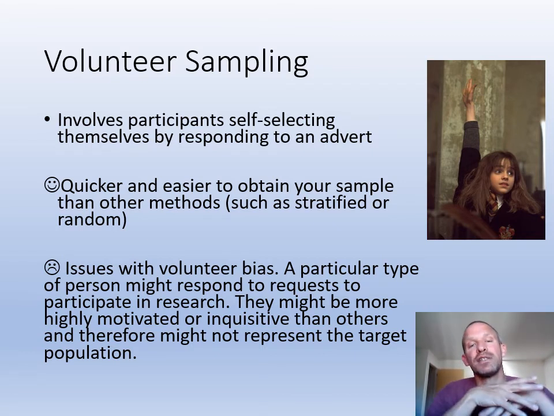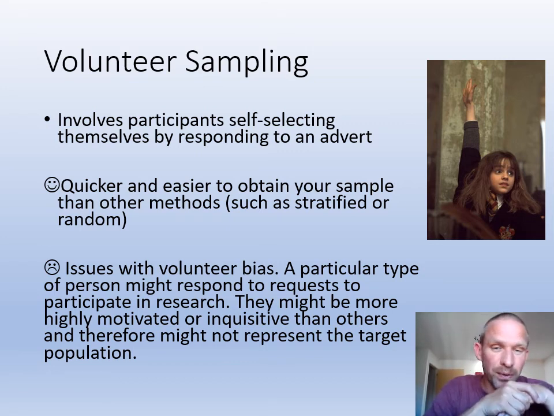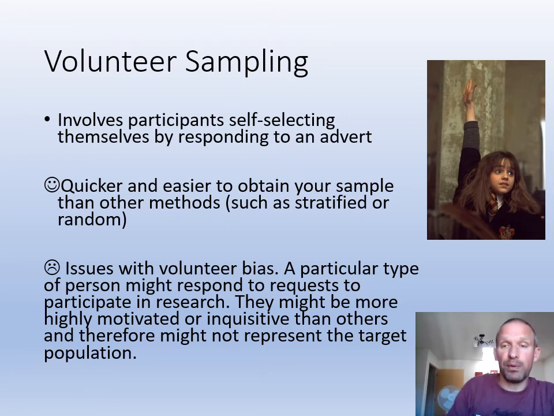But here's a key one, a good term for you to use, volunteer bias. It could be that a certain type of person responds to requests to participate in research. Most people probably can't be bothered. So what is it about that person? What we tend to say is there might be a higher level of motivation in people who volunteer to take part in studies. They might be more inquisitive than other people. They could have various character traits that would therefore mean you've got a sample of people who don't actually represent the general views.